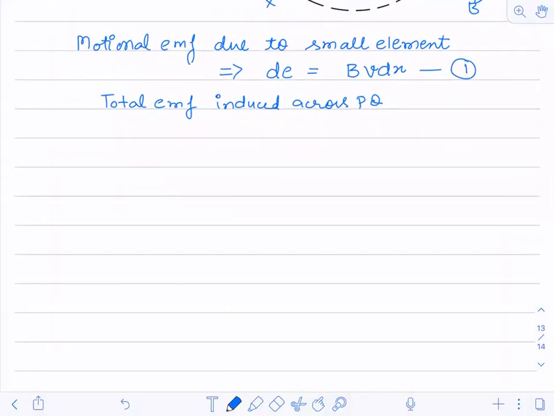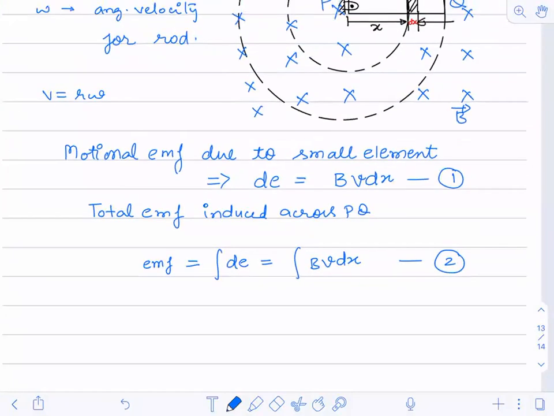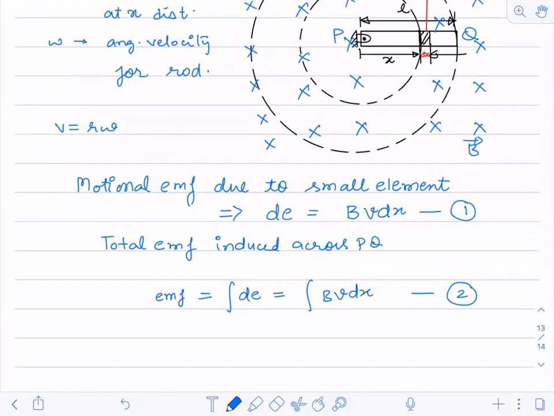So what I will do, I have to integrate. The total EMF, I have to integrate dE, that is, I have to integrate B v dx. From where to where will I integrate? Can anyone tell me? If small l is the length of the rod, from where to where will I integrate it? I'm writing the length of the rod over here.